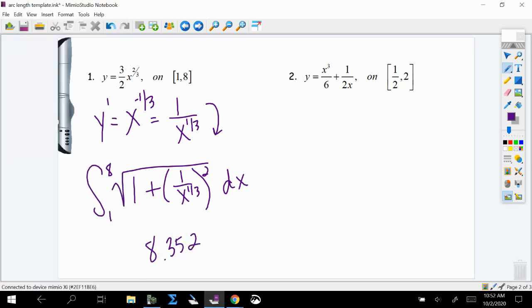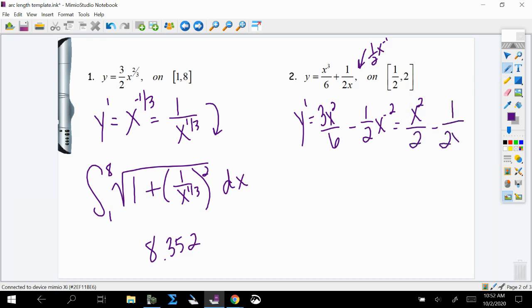Next one is a little more complicated derivative, and the calculator one is tough with this one. So I'm going to show you a trick that I've practiced that has helped me. So power out front, power 1 less. And then this one, you might want to think of it as 1/2 x to the -1 since the x is in the bottom. So power out front, power 1 less. You're going to end up with a derivative of x squared over 2 minus 1 over 2x squared when you clean it up.